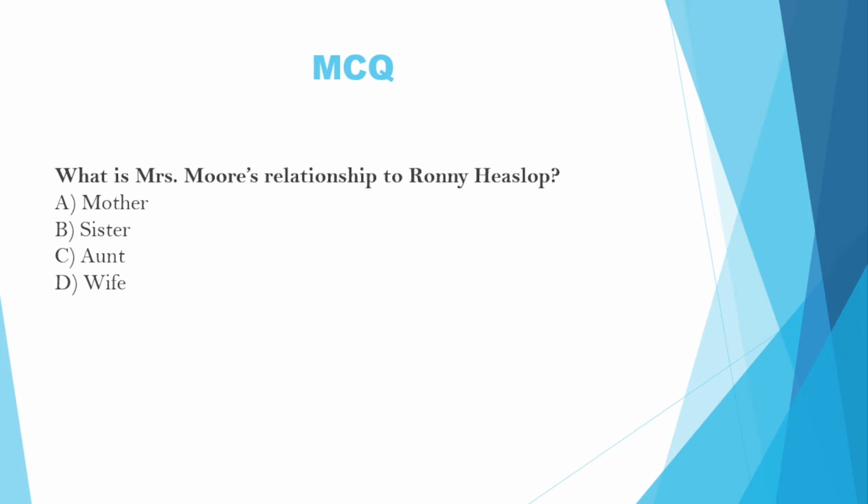Next question is, what is Mrs. Morey's relationship to Ronnie Heaslop? Option A mother, option B sister, option C aunt, option D wife. The correct answer is A, mother.